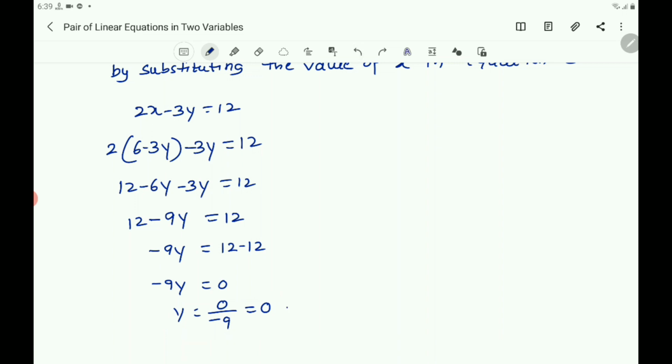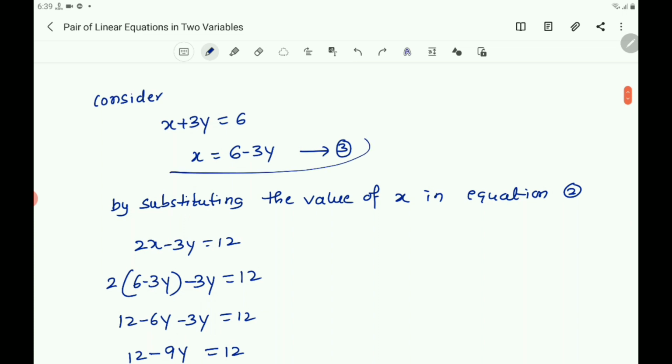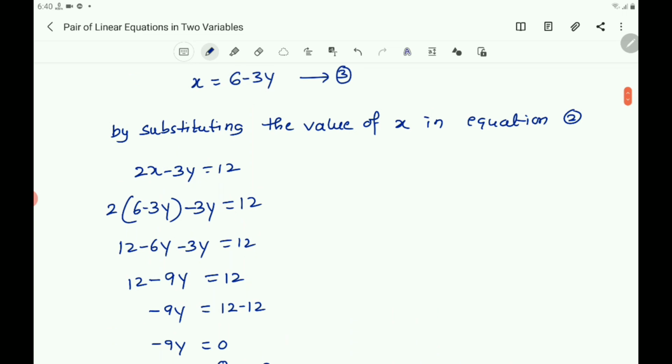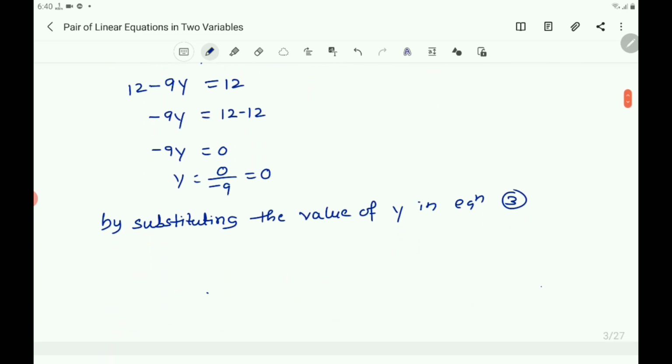Then you substitute the value of y in the equation 3, what you have got here. So you write, by substituting the value of y in equation 3. 3 is nothing but equation 3. Then you write, what is that equation?